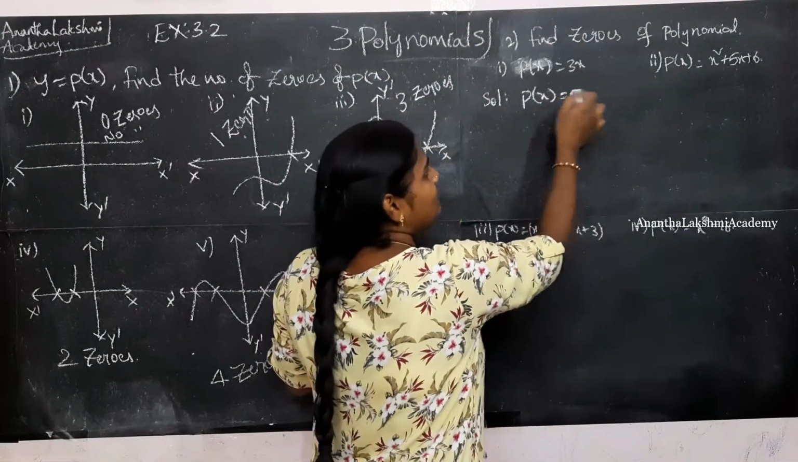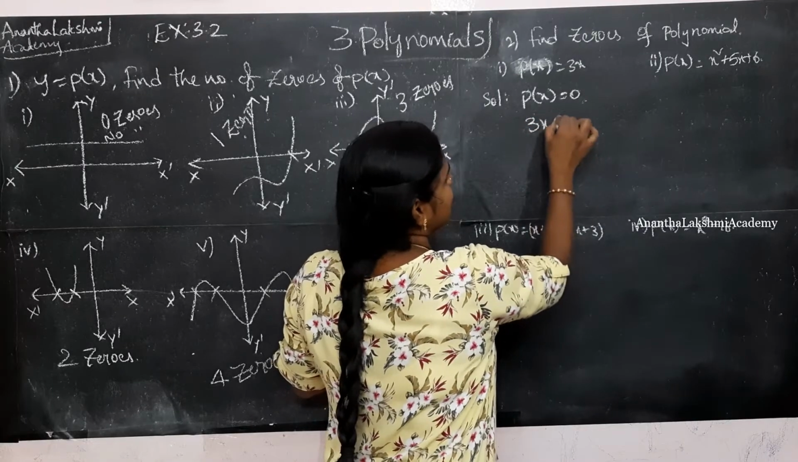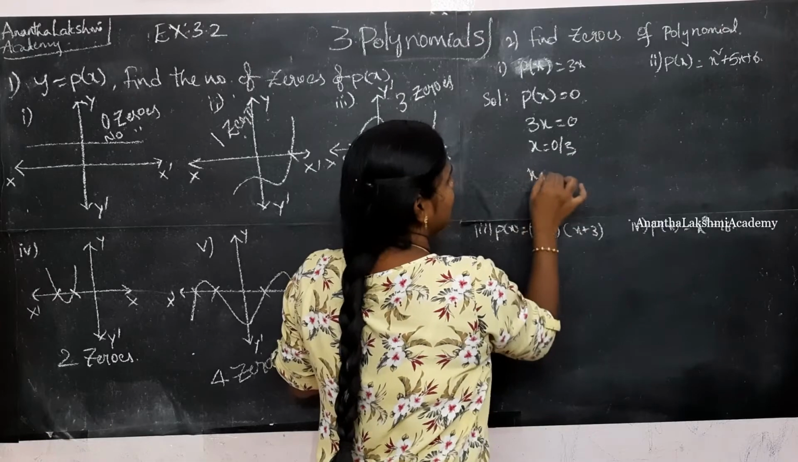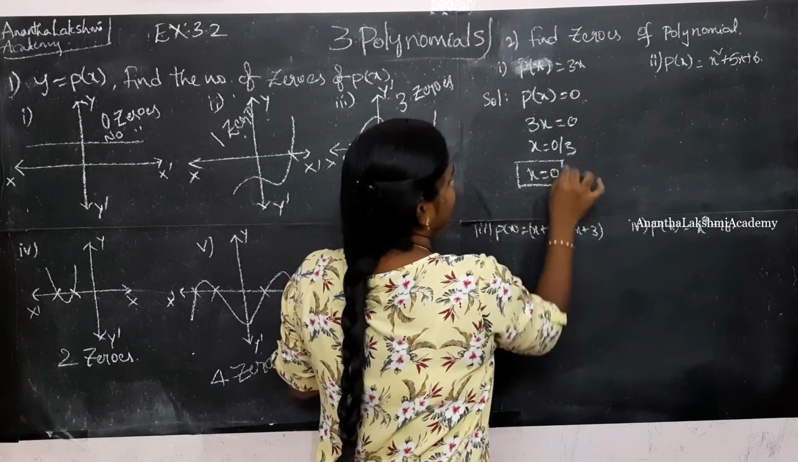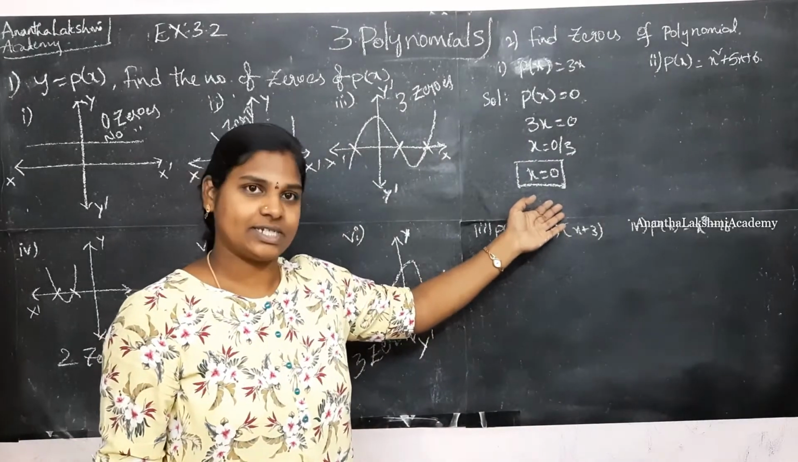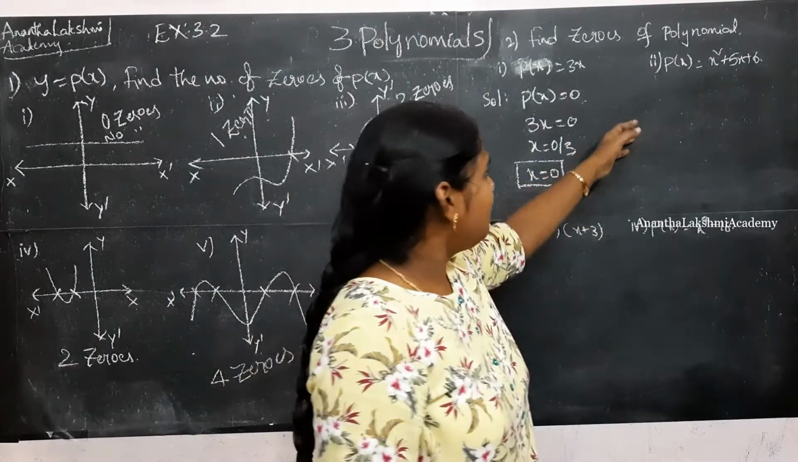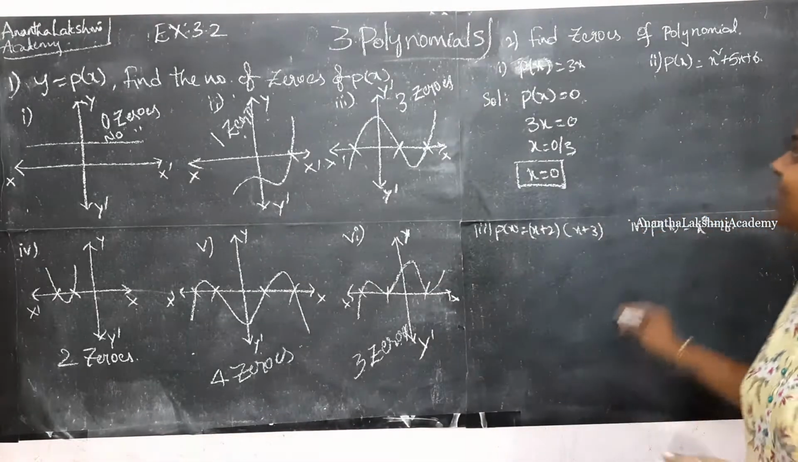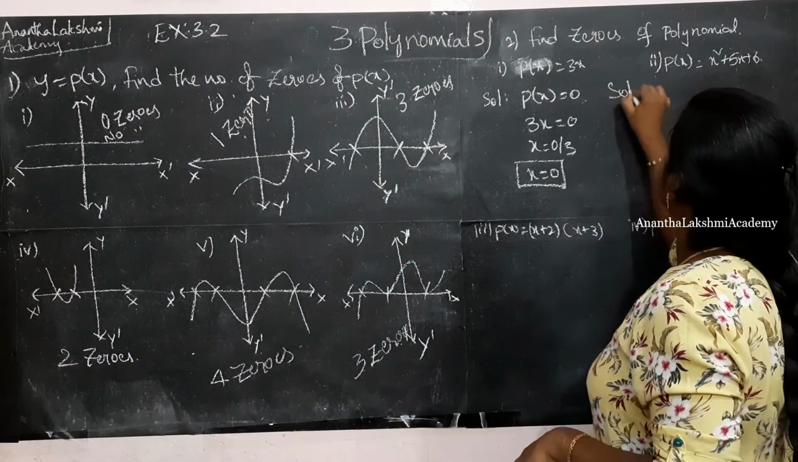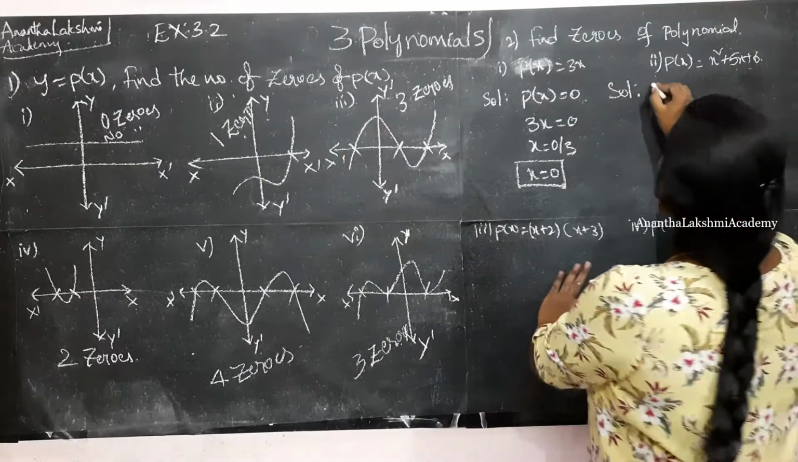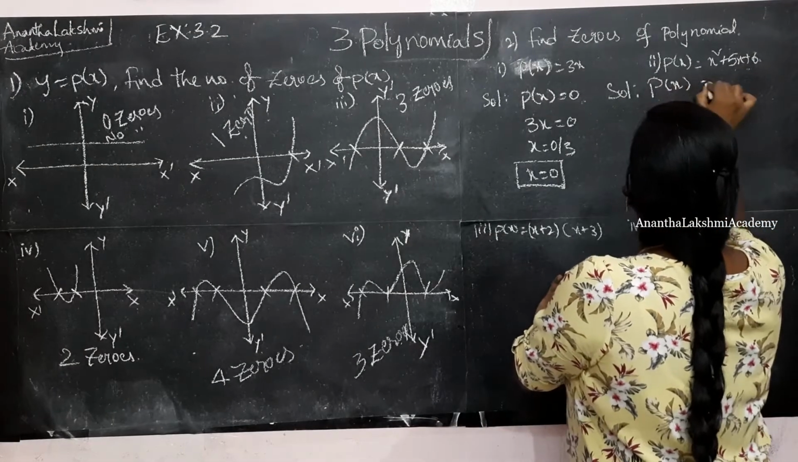All right, so when p of x is equal to 0, 3x is equal to 0, x is 0 by 3, which is nothing but 0. So the zero of the polynomial is also 0 for the first bit. All right, for the second bit, given p of x is equal to x square plus 5x plus 6. So p of x is equal to 0.